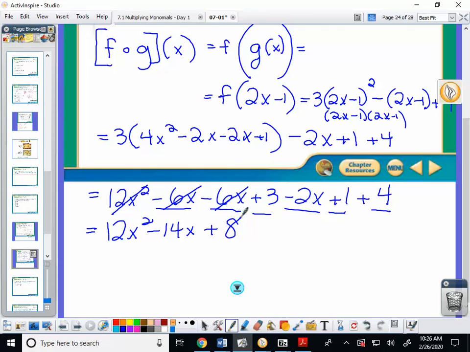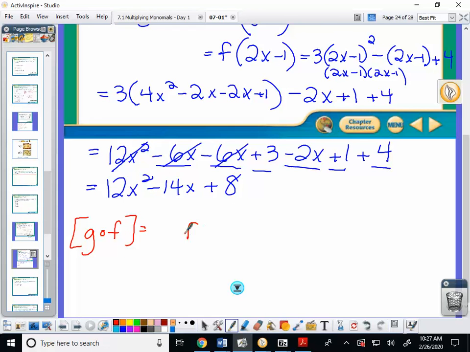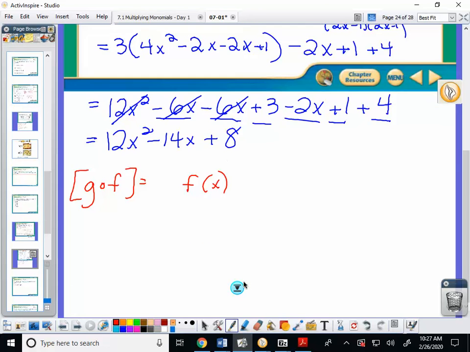Okay. That one's a lengthier problem. They won't all be that long. But anytime you have a binomial squared, you're going to have a longer problem. We need to go the other way. We need to do g composite f of x. G composite f means that I'm going to take my f function and put that f function into g. This one will be a little bit nicer.